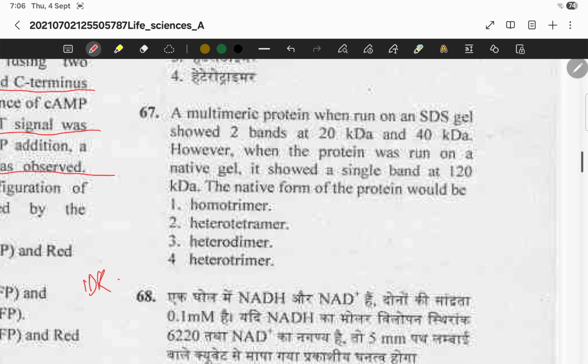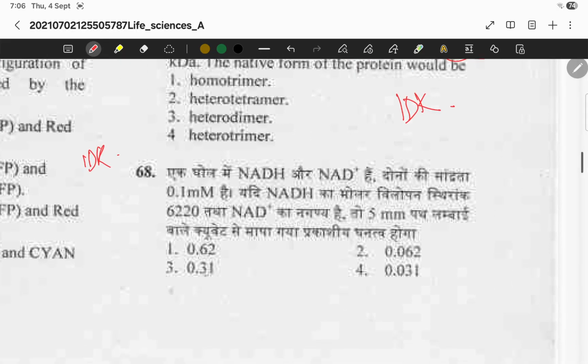A multimeric protein when run on SDS gel showed two bands of 20 kDa and 40 kDa. However, when the protein is run on native gel, it showed a single band of 120 kDa. The native form of the protein would be... I have no idea.